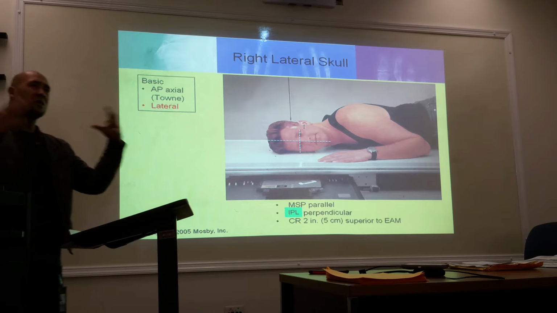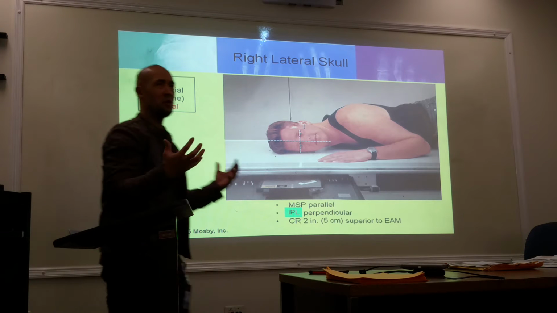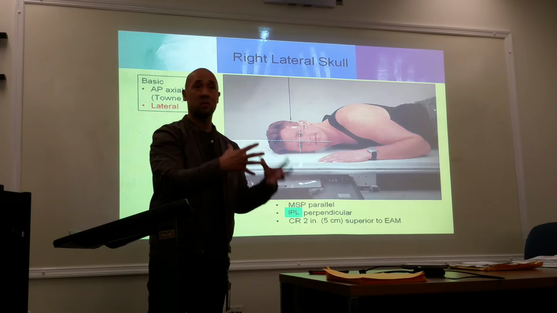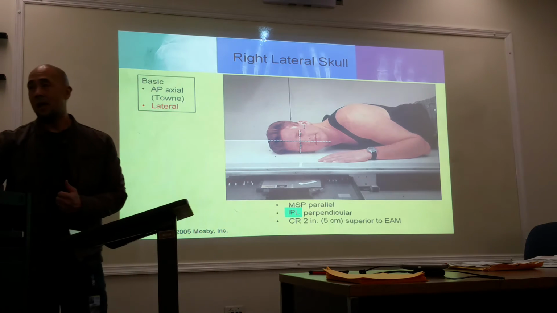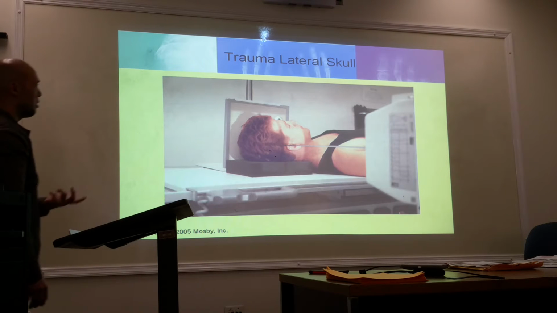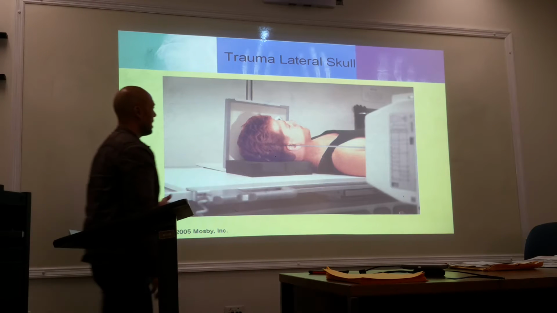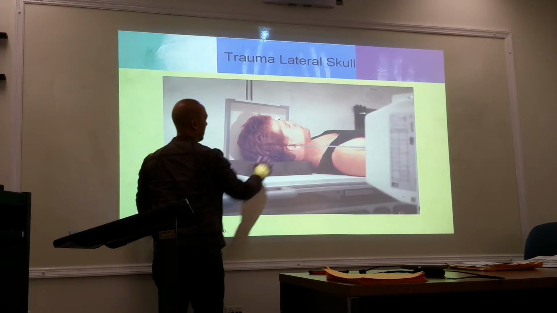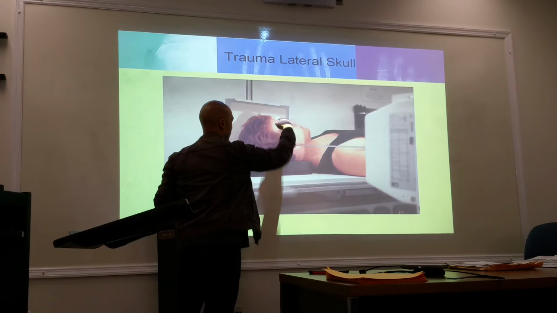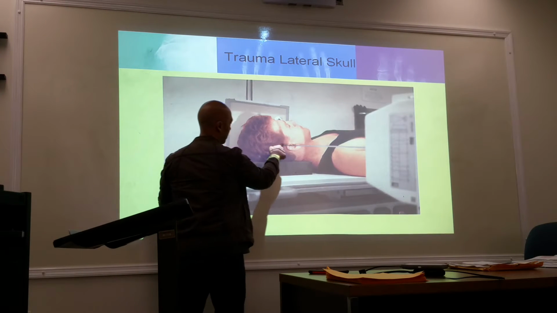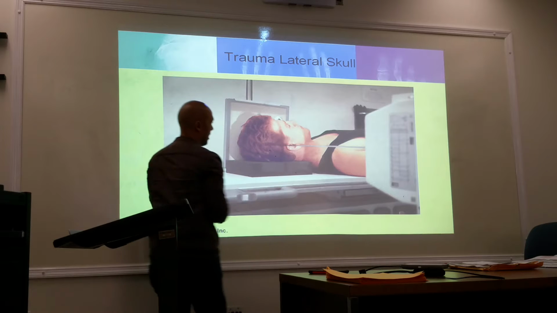By the way, we're doing the skull. What size image receptor do we need? 14 by 17? 10 by 12. So something medium to small is what we need. Here is an example of one where it's traumatic. Again, the key here is mid-sagittal parallel to the image receptor, interpupillary perpendicular to the image receptor. Central ray should be 2 inches above the EAM.